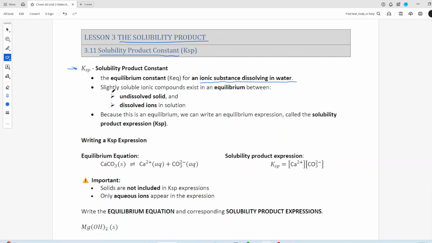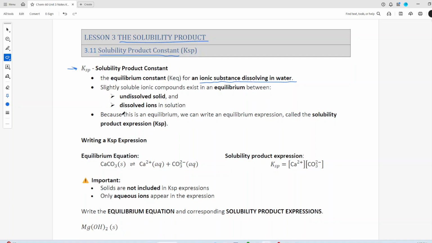Now, this only works for slightly soluble ionic compounds because they exist in an equilibrium between undissolved solids and dissolved ions. We wouldn't want to do something that's completely soluble because it would be all ions and no solid, right? Or something that forms a negligible amount of ions in solution, because then it would be all solid. So we're going to be doing these things for things that have low solubility.